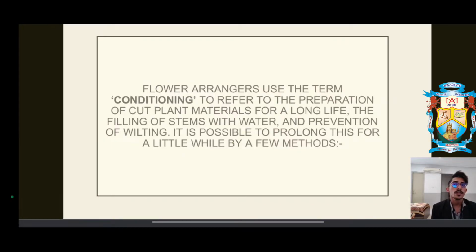Basically, why do we do this conditioning? The term conditioning refers to the preparation of cutting the plants, so that we can extend its life, we can prolong its life, so that we can fill it with new water. Again, we can prevent something called wilting, which we'll learn about in the upcoming slides, and also prolong its life, thereby improving its quality.